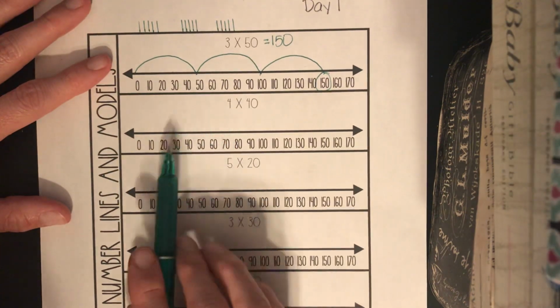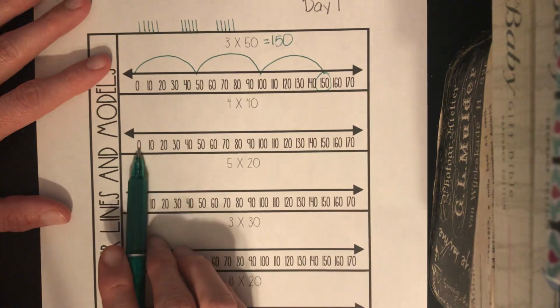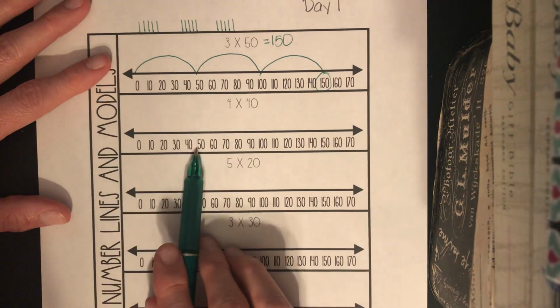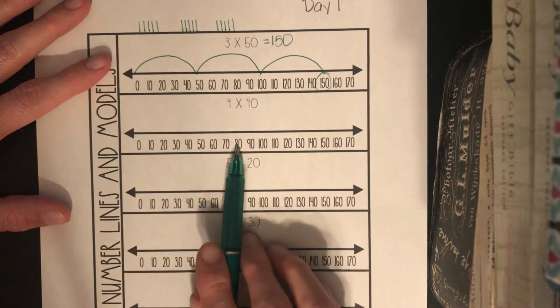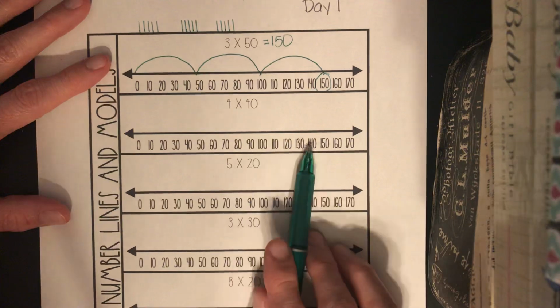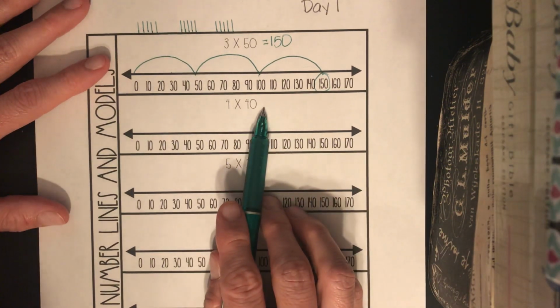On this next one, you're going to do 4 jumps of 40. So you'll start on 0 and you'll count by tens. You'll do a jump to 40, and then you'll do another jump of 40, and another jump of 40, and another jump of 40, and see where you land. That would be your answer.